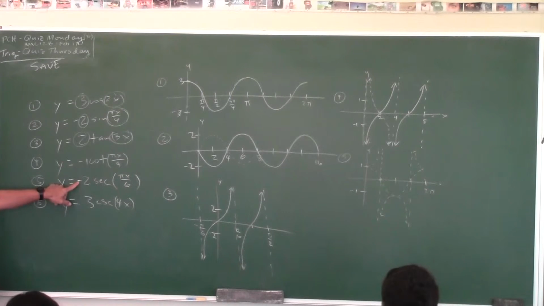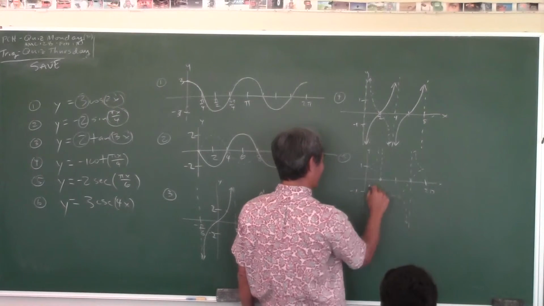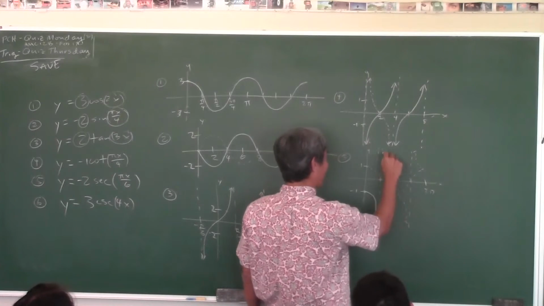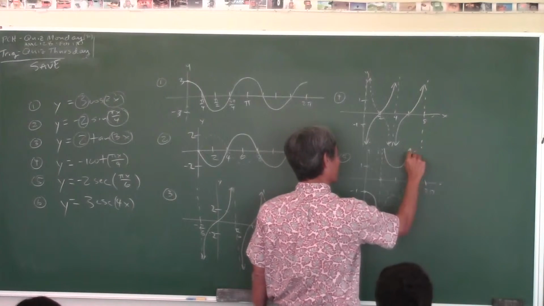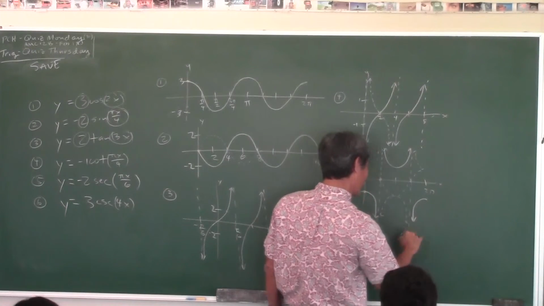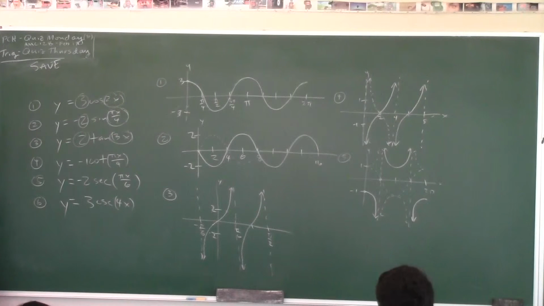Now, there's a negative here. It means I gotta reflect it over the x-axis. So if I reflect it over the x-axis, instead of what? It's gonna be this then. And instead of going like that, it's gonna be like this. And then instead of that, it's gonna be like that. Correct? Yeah. Just reflect it over the x-axis.